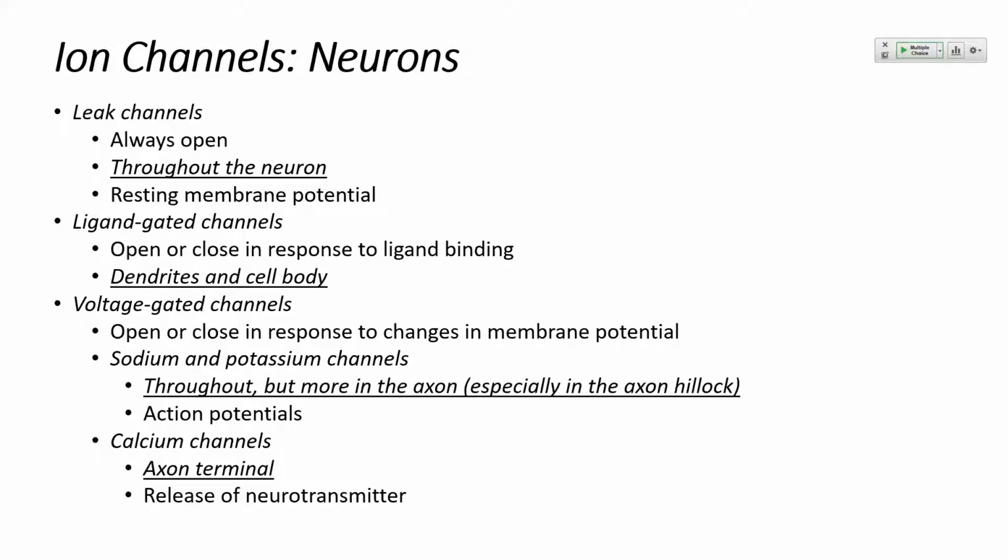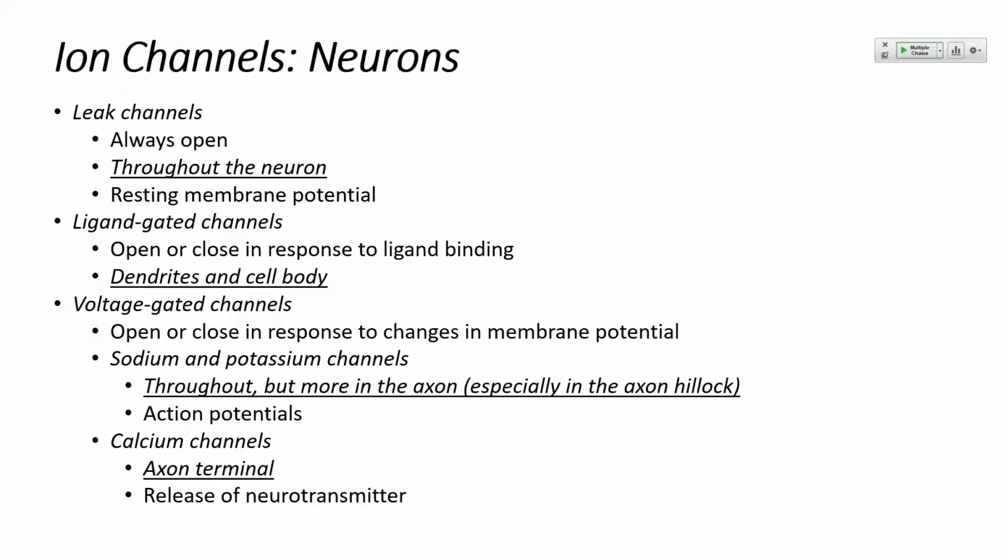There are also ligand-gated channels, and ligand-gated channels open or close in response to something binding, something we call a ligand. So any type of molecule or neurotransmitter or ion that binds to this channel will eventually open it or close it. And we have some of those present, specifically on the dendrites and the cell body, so the proximal parts of the neuron.